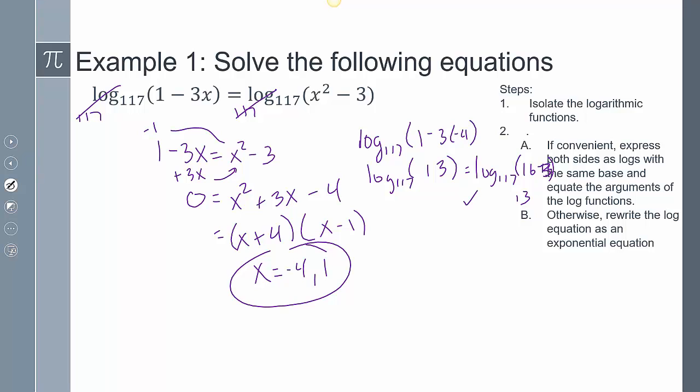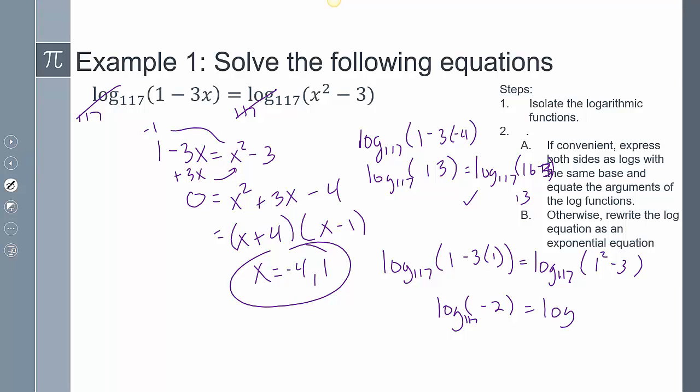But if I plug in 1, if you notice, I get log base 17 of negative 2, and I get the same thing on the other side. Now, those both are equal, right? Clearly, just looking at it, they're exactly the same, but this contradicts my domain. I can't have a negative.